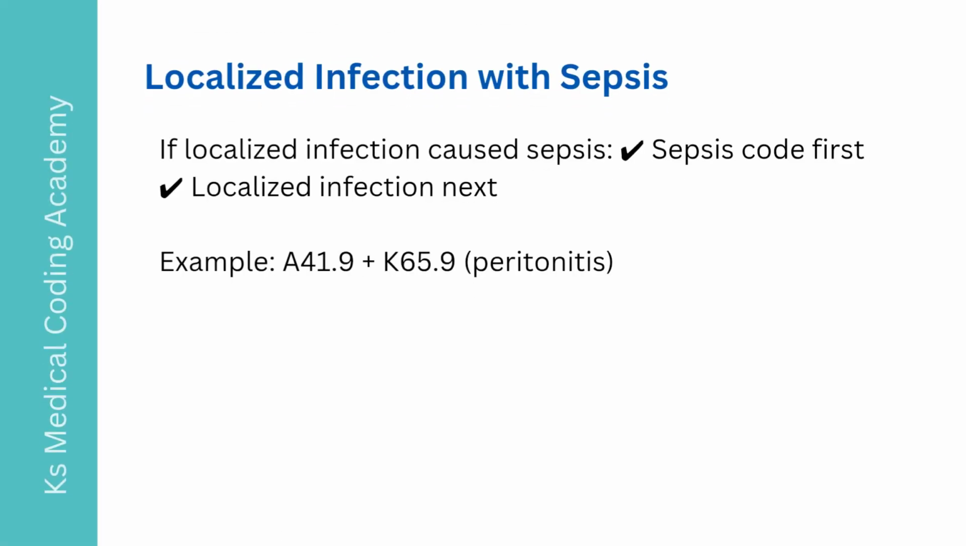Localized infection with sepsis. When a localized infection leads to sepsis, code the sepsis first. Then code the localized infection. For example, sepsis due to peritonitis is coded as A41.9 followed by K65.9.